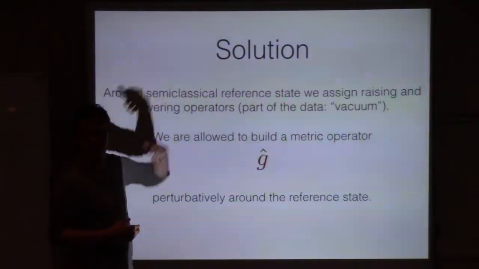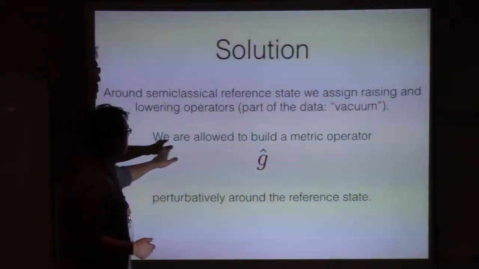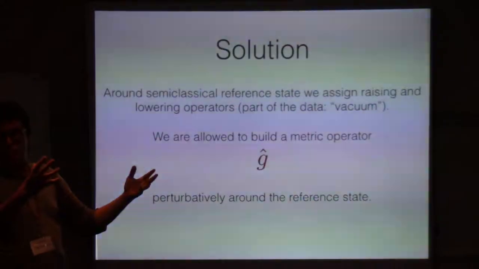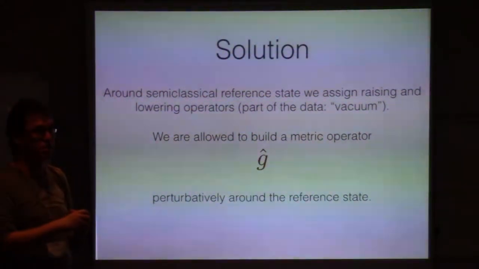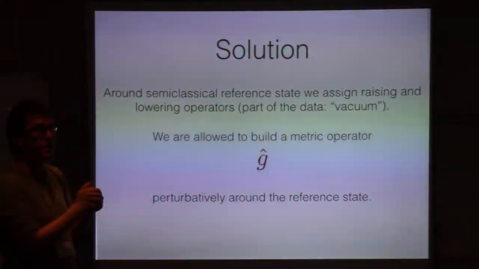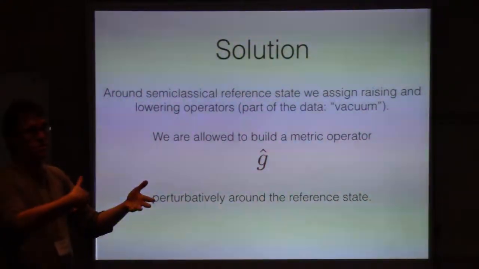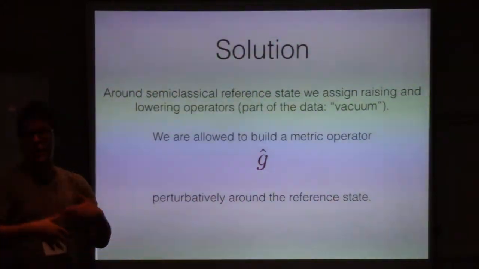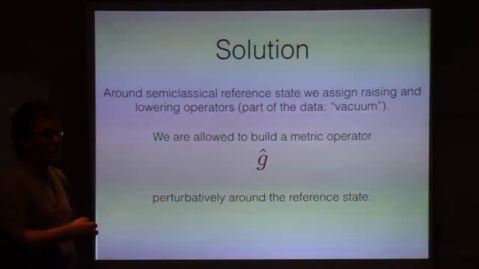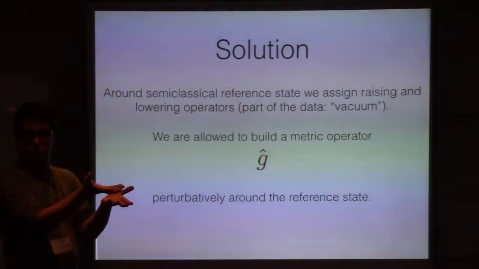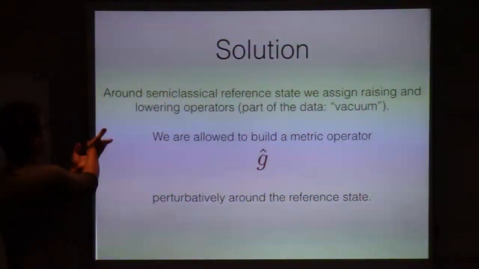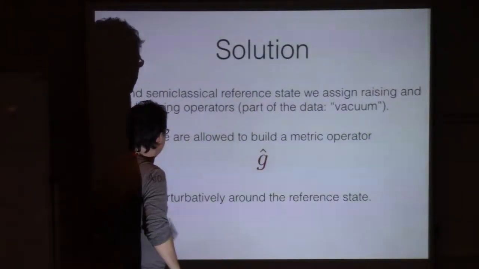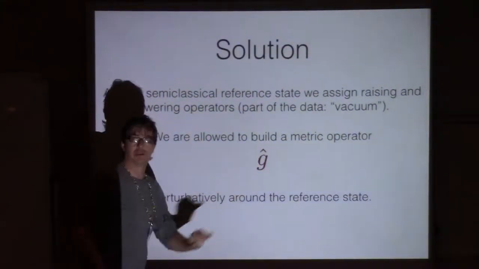operators, which is part of the data of the vacuum, and then we're allowed to build a metric operator around the reference state by saying, well, I have the modes, and I build the Hilbert Fock space, so I can compare to a linearized field theory, and that describes the linearized fluctuations around my field. And because I have the linearized fluctuations, and I can do Hilbert space dynamics, I can build an effective field theory near the reference state, and I can build something that looks like a metric operator near the reference state. And that's only perturbatively around the reference state.